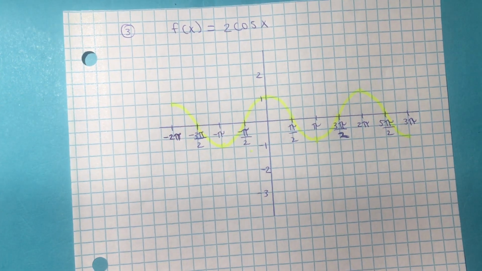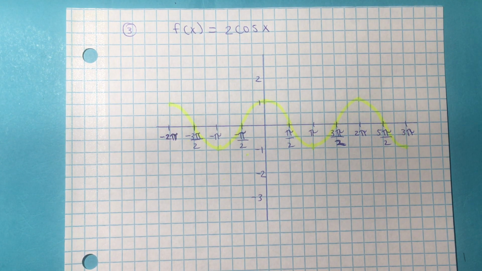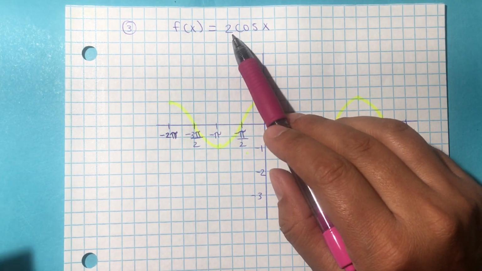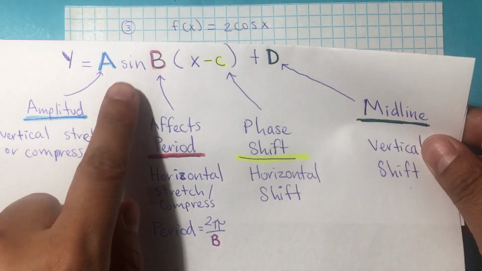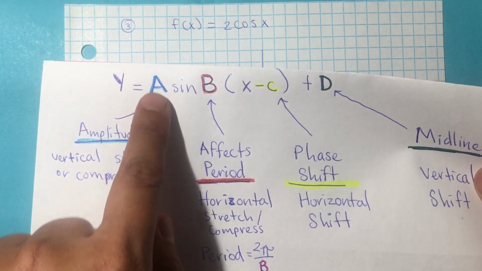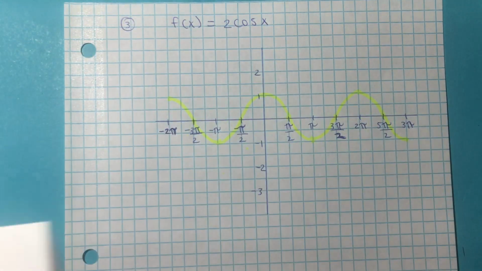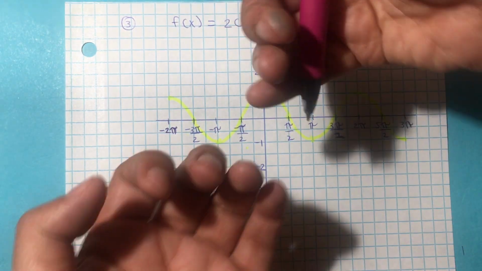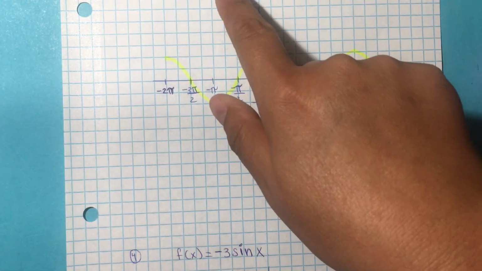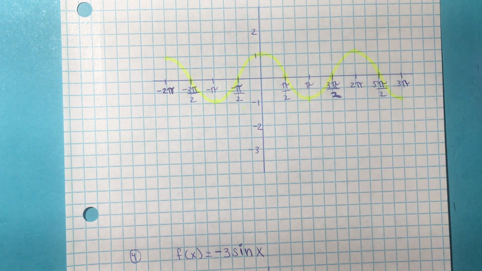Number 3, we have f of x equals 2 cosine of x. Now you can see that the 2 is to the left of the trigonometric ratio. Okay, and so that's an amplitude. That means that it stretches. When it's a whole number, it will stretch. It's like you're pulling vertically. You're pulling those points. If it was a fraction, then you're going to compress, make it closer to the midline.